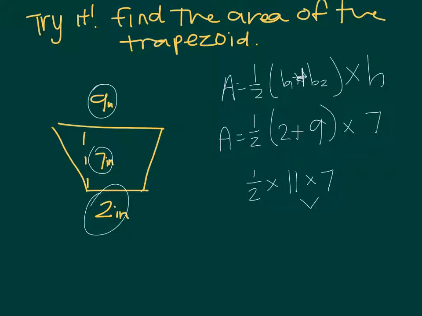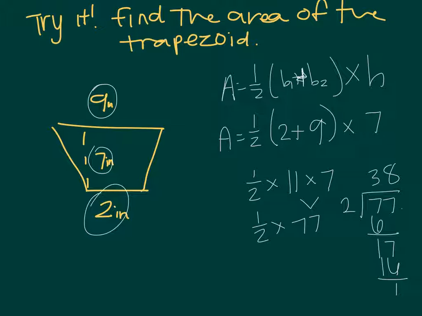Now I can do 11 times 7 is 77, times 1/2. I don't know half of 77. It's going to be a decimal, but let's quickly do this. 2 goes into 77. 2 goes into 7 3 times. 2 goes into 17 8 times. This should be a decimal. Add a 0. 3 down 0. 2 goes into 10 5 times. 38.5. So my area is 38.5 inches squared.